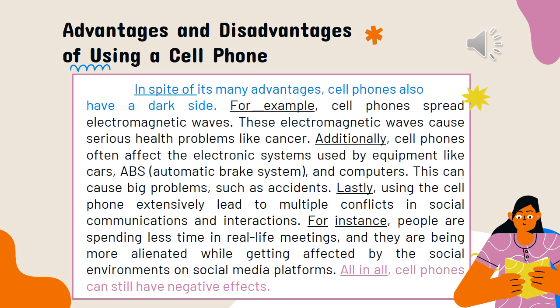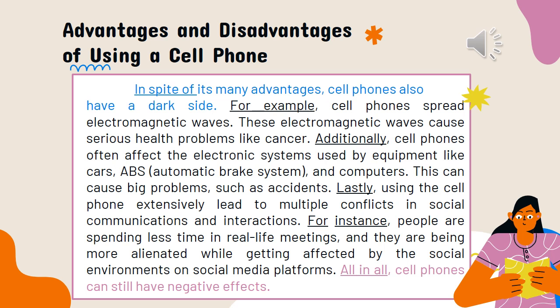So in the first paragraph we talked about the advantages. Now we're going to talk about the disadvantages. So I don't just start writing the disadvantages. I have to connect the paragraphs together. That is why I've said, in spite of its many advantages. So knowing that we mentioned advantages in the previous paragraph, there is still a dark side, which means disadvantages or negative effects of cell phones.